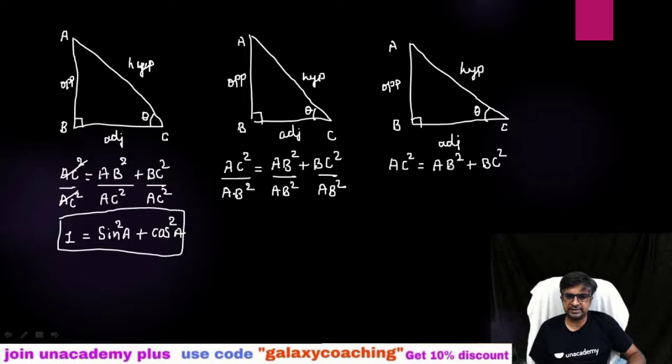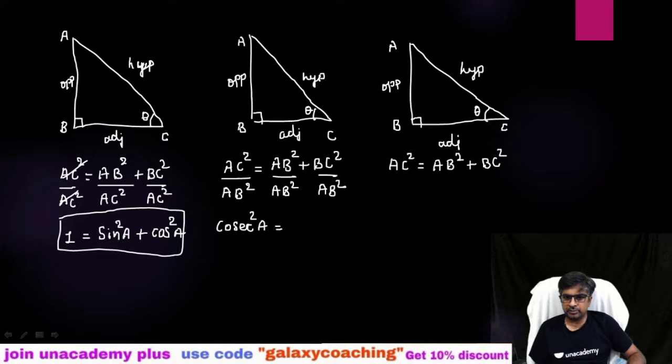So here AC by AB. AC, that is hypotenuse. AB, that is opposite. So hypotenuse by opposite, that will be cosec square A. You should know the ratio, guys. Hypotenuse by opposite is reciprocal of sine, which is opposite by hypotenuse. So reciprocal of sine is cosec.